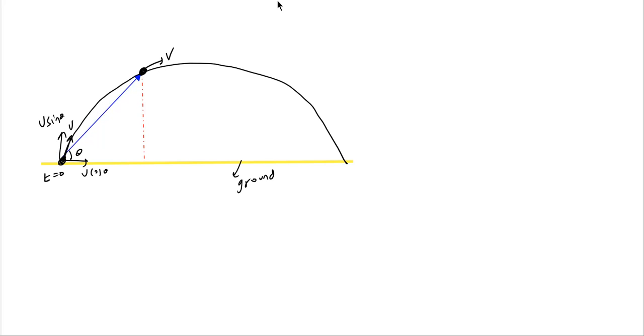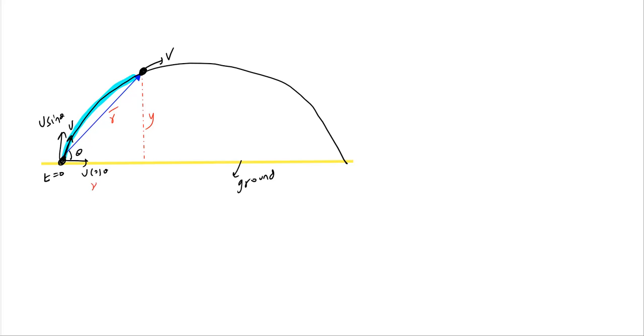Are you seeing the difference between the path length and this one? This is the path length. I'll indicate separately. Or you can see this. This is the path length. This particular thing is the position vector.